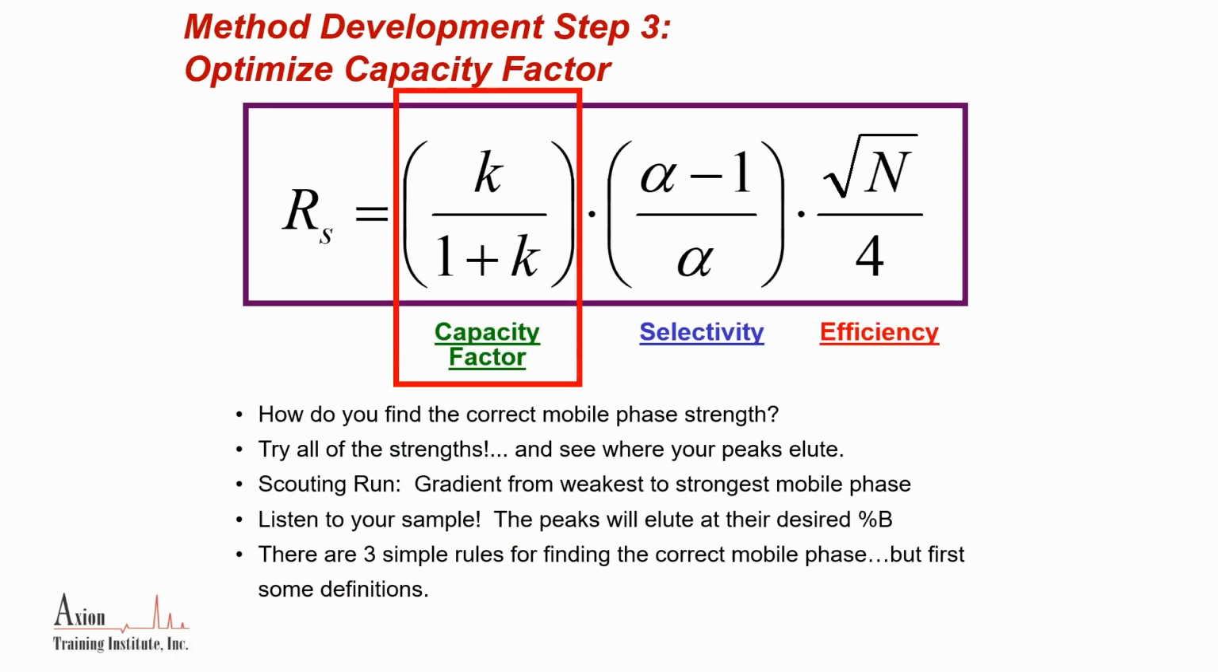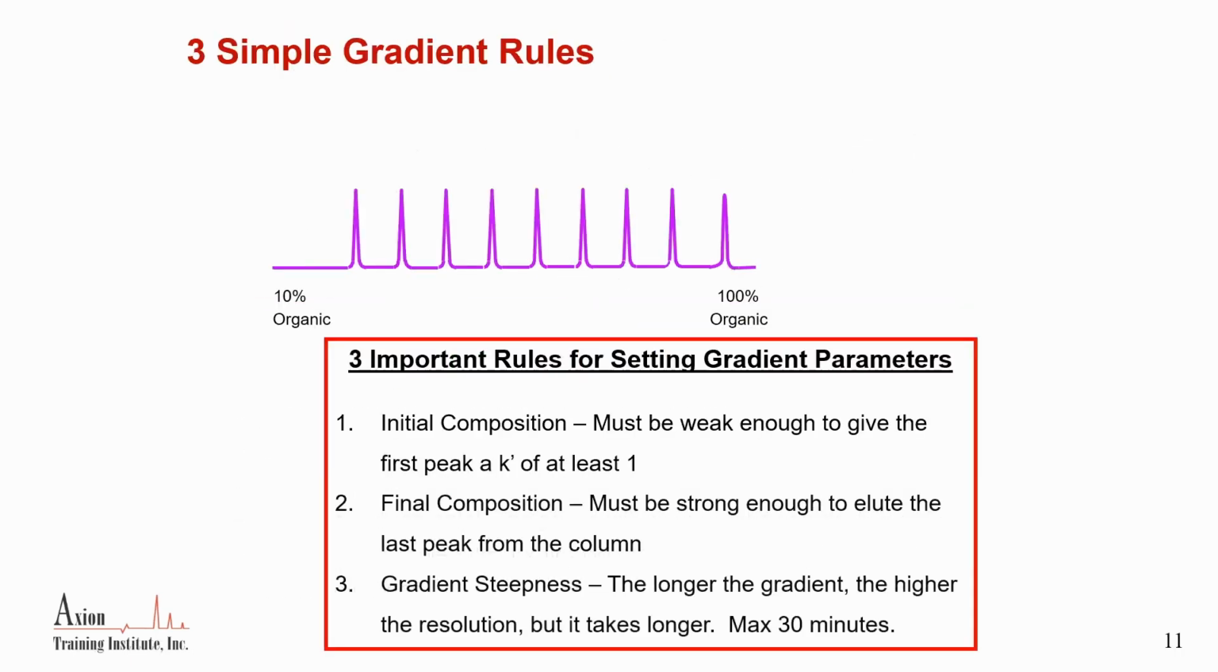So the last term is capacity factor. Capacity factor is simple. We just went through this earlier, and that is we just need to find the right mobile phase strength to allow the analytes to interact with the column. And it's a simple way to do that. We're going to do a gradient, and we're going to try every mobile phase strength in the world. So we're going to go from 10 to 100%. We're going to do that in 15 minutes, and that's going to show you all the peaks that are in your sample.